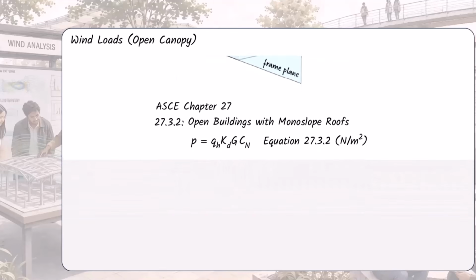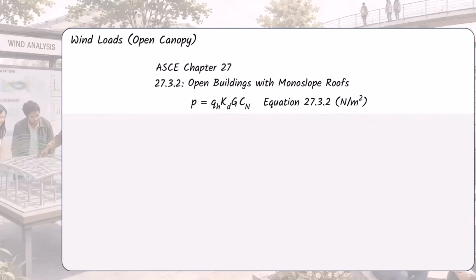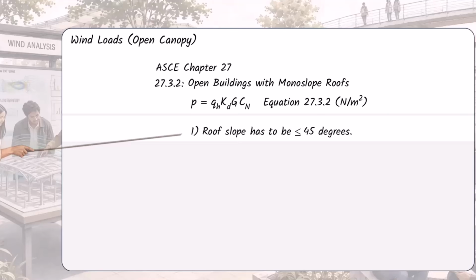Several roof configurations are covered in this section. The provisions that apply to our structure require two conditions to be satisfied, and our canopy meets both. First, the open monoslope roof must have a slope of less than 45 degrees. Our roof is flat with a slope of 0 degrees, so this condition is satisfied.